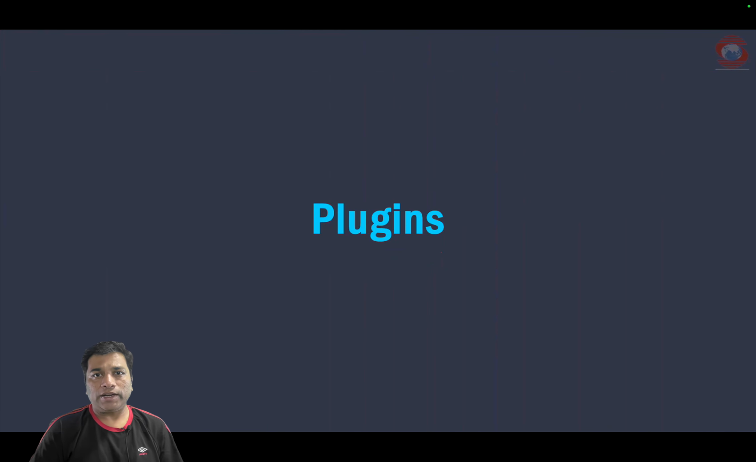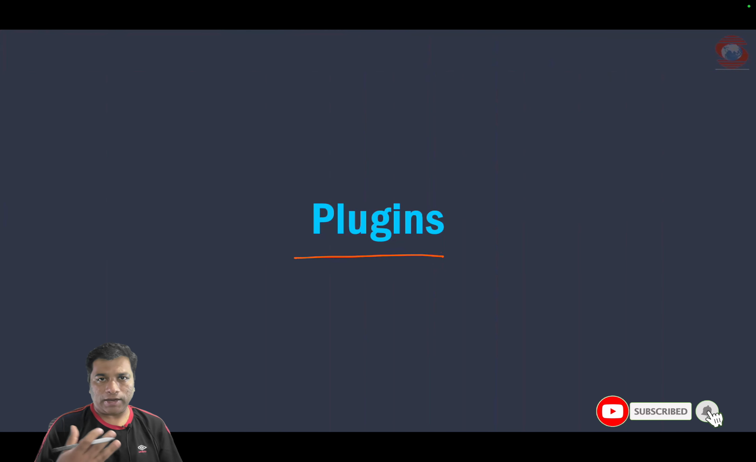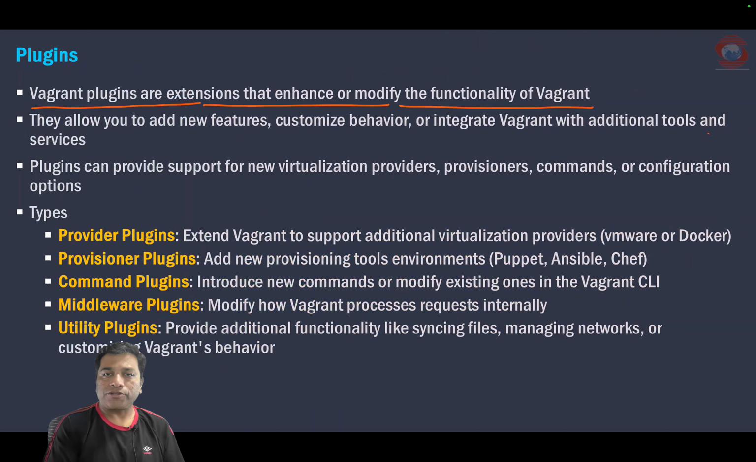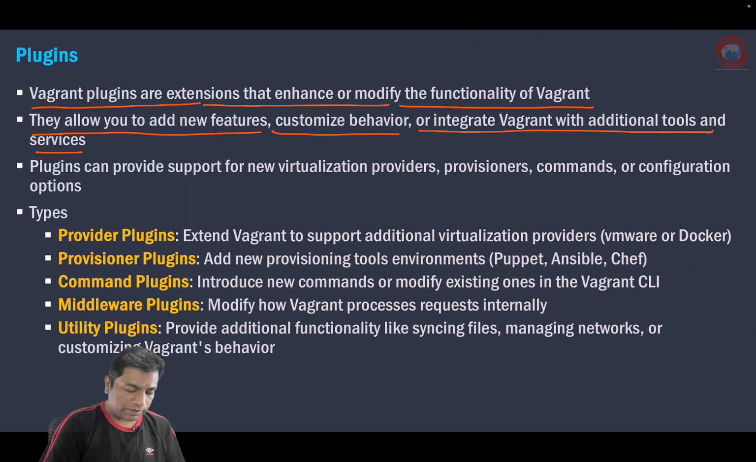In this video, we'll understand how plugins work with Vagrant. Plugins are nothing but the extensions which will be used to enhance the functionality of Vagrant. So, as I said, Vagrant plugins are the extensions that enhance or modify the functionality of Vagrant. The existing Vagrant functionality, if you want to update or change or modify, we use the extensions or plugins. They allow you to add new features if they are not available, customize the existing behavior, or integrate Vagrant with additional tools and services.